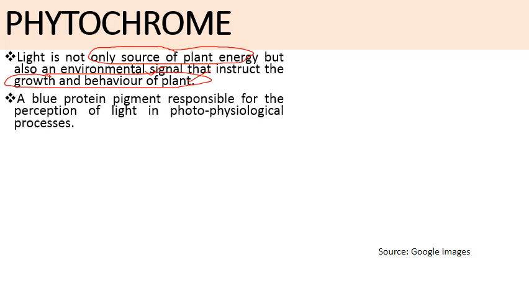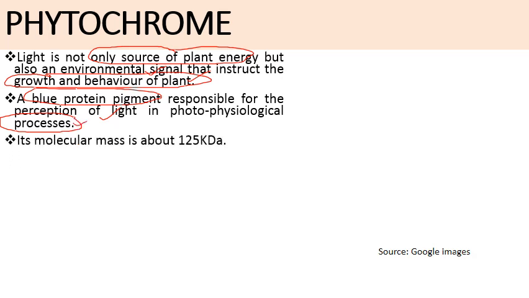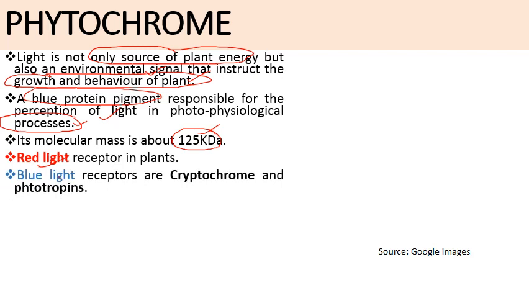As we know, this phytochrome is a blue protein pigment and it is responsible for the perception of light, and it controls or initiates various photophysiological processes. And its molecular mass is about 125 kilodalton. Basically phytochrome exists in dimeric form. So one subunit of it has a weight of 125 kilodalton, and it is the red light receptor in plant. There are some blue light receptors also in plants like Cryptochrome and phototropins. So blue light receptors in plants are Cryptochrome and phototropins.